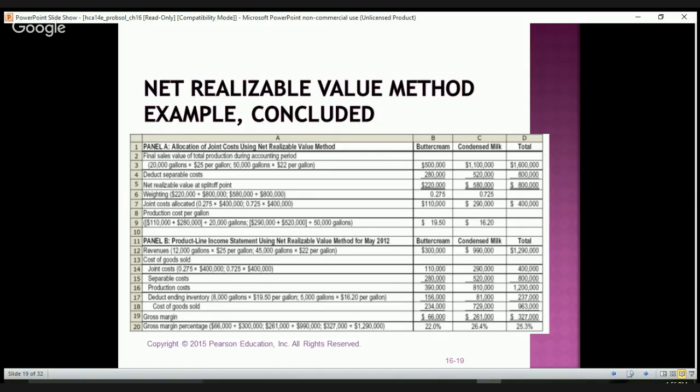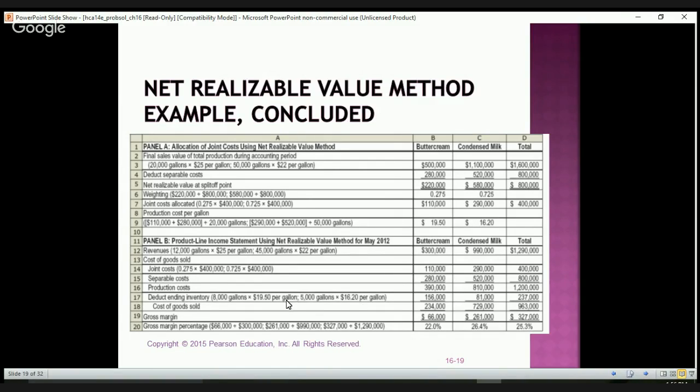But if you look, we already figured that up here in part A. And then we get 290 for condensed milk. We're going to add the separable cost of 280 and 520. So production costs are 390 for buttercream and 810 for condensed milk.